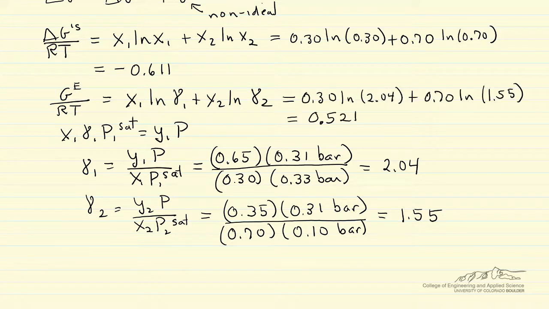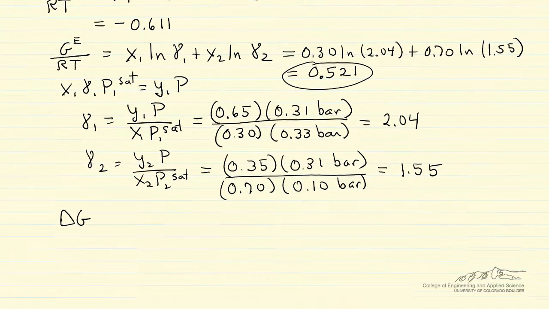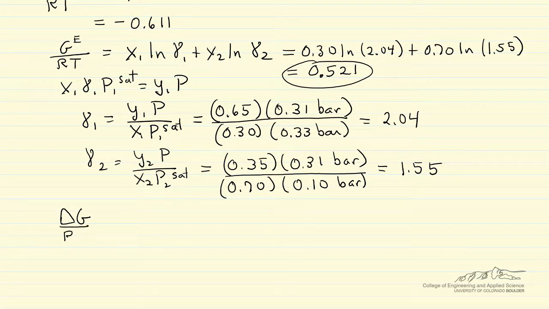And so when we substitute in the values, take the logs of the activity coefficients, and multiply by their mole fractions, again we get a dimensionless number. This value here is G excess over RT. So the total delta G, and again we'll write this as the dimensionless number, is the ideal solution plus the excess, and again both divided by RT.